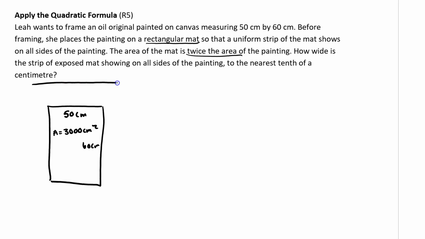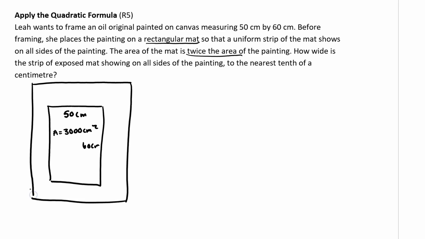So this painting is placed on a mat that is uniform in width. So the width here is the same, here is the same, all the way around it's all the same. It also says that it's twice the area, so that means that the area of this whole thing is going to be 6,000 centimeters squared, because the area of the painting is 3,000.